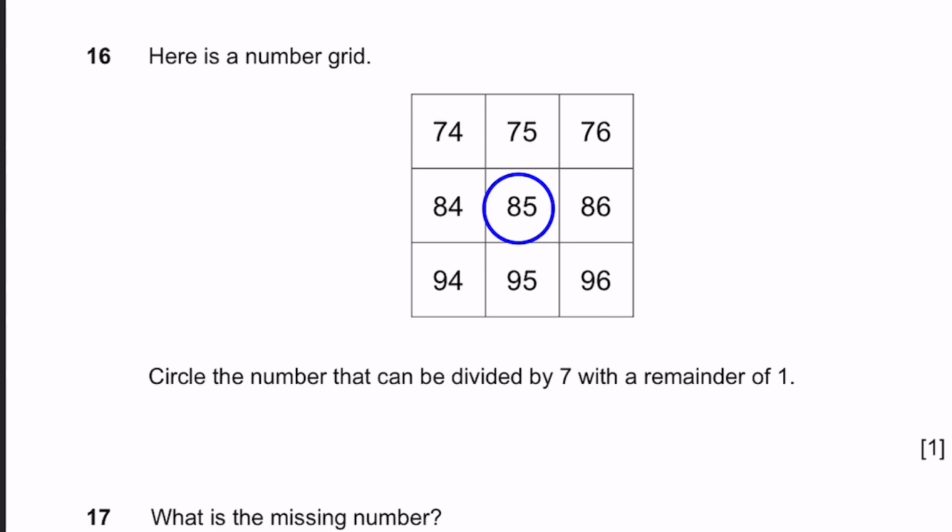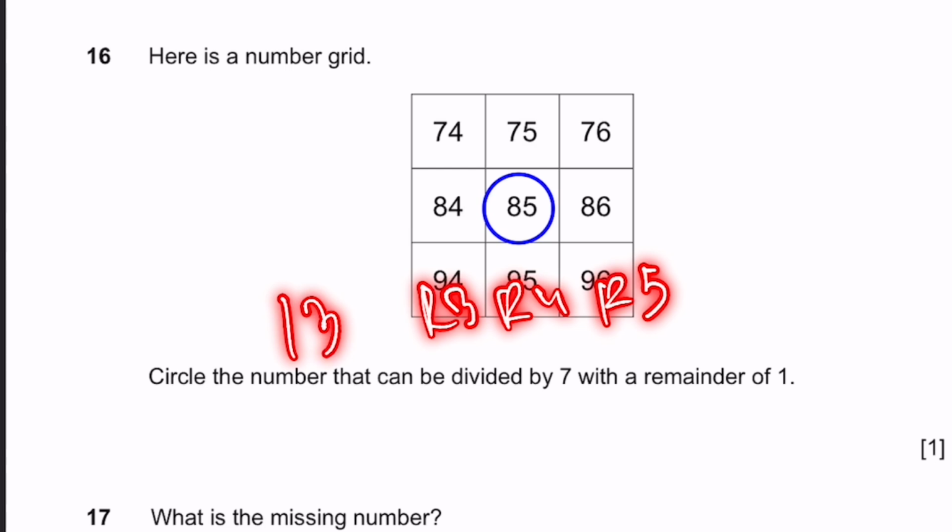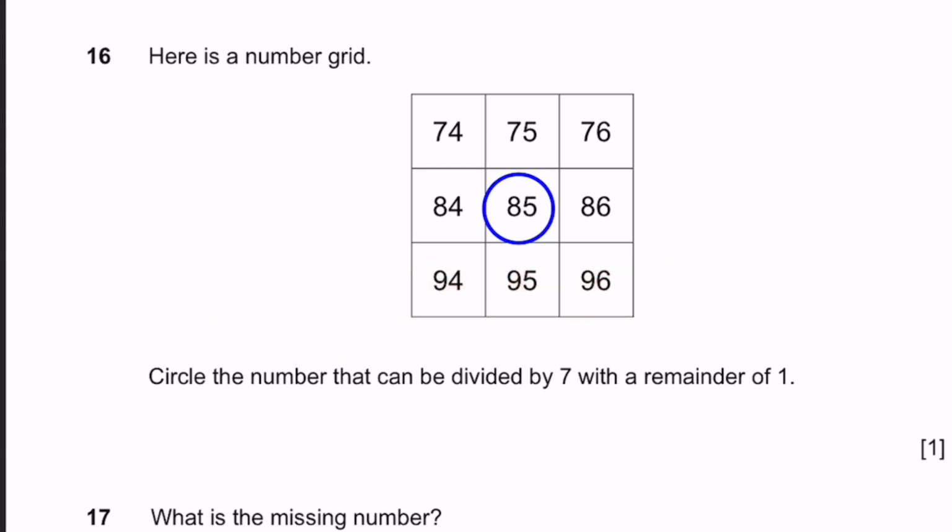Actually, if you realize, no other numbers actually have a remainder of 1 when divided by 7. Divide this by 7, we get remainder 2. Over here, remainder 3, remainder 4, remainder 5. And the quotient is 13 for all of these. For this one, of course, quotient is 12.